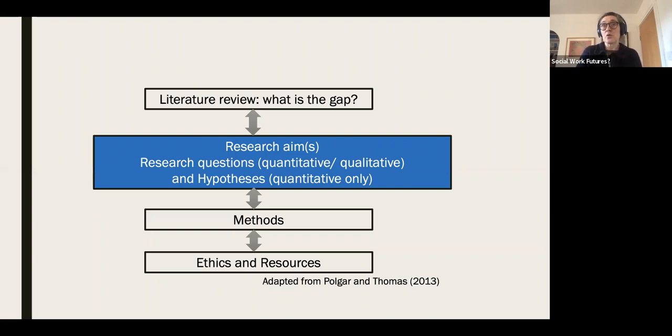And they can be qualitative, quantitative, or both. And if you're undertaking quantitative research, you may also develop a hypothesis. You need to develop your question, as from your question flows the methods that you will use, and therefore leads to the types of ethical questions that you need to address and the resources that you need to undertake your research. So you can see here that the research question is pivotal in your research design.